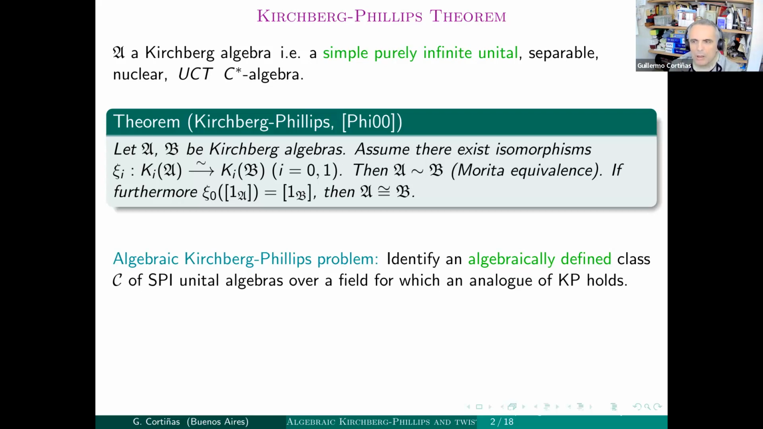holds also if, instead of asking that there exist K-theory isomorphisms, you ask that A and B be isomorphic in the KK category. Then you don't need the UCT. The UCT just gives you a simpler way of stating the theorem.